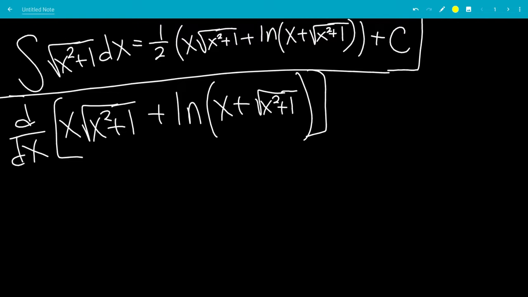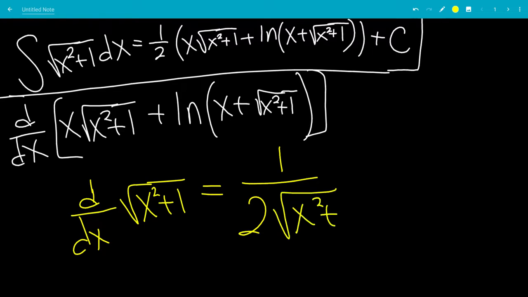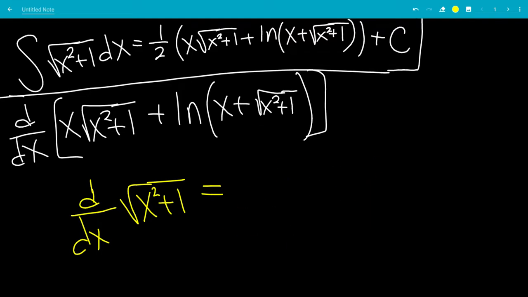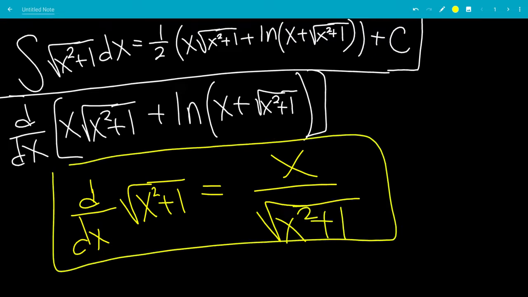So let's first do the derivative of the square root of x squared plus 1. So the derivative of a square root is 1 over 2 times the square root. And now we're going to put that result in times the derivative of x squared plus 1, which is 2x. The 2 and the 2 will cancel. I'm going to write the x on the top. So let's just write it again. So that would be x over the square root of x squared plus 1. So we're going to use this result right here.